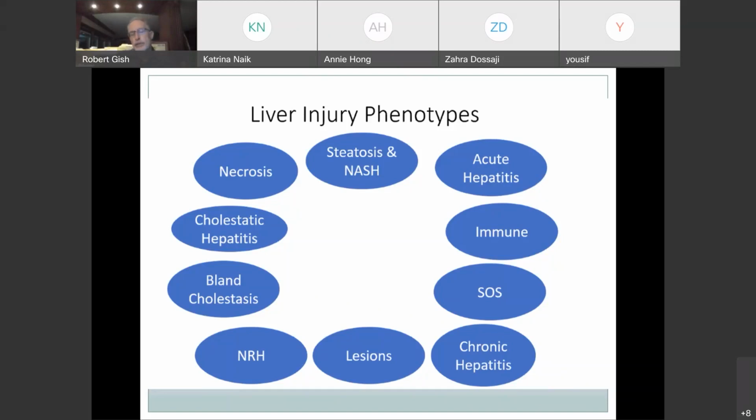Sinusoidal obstructive syndrome has been associated with some drugs, mostly chemotherapeutic agents. Nodular regenerative hyperplasia has been reported with a number of drugs. Probably one of the worst ones, or most typical one in that group, is back to Imuran. So NRH is another type of liver injury.